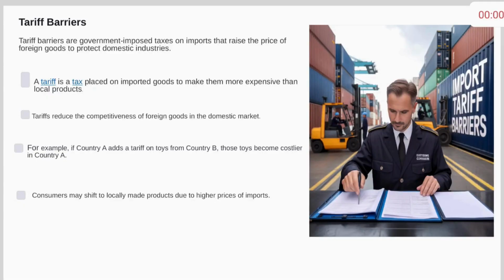Tariff barriers. Tariff barriers are government-imposed taxes on imports that raise the price of foreign goods to protect domestic industries. A tariff is a tax placed on imported goods. Tariffs reduce the competitiveness of foreign goods in the domestic market. For example, if country A adds a tariff on toys from country B, those toys become costlier in country A.